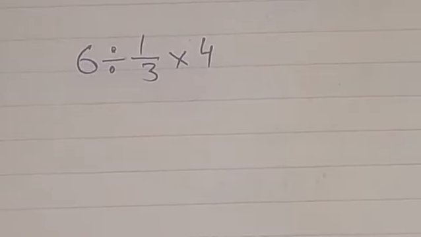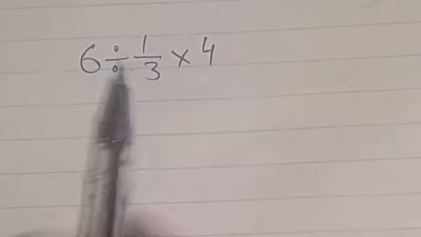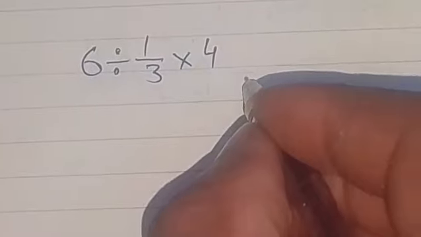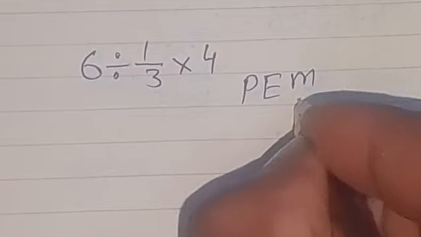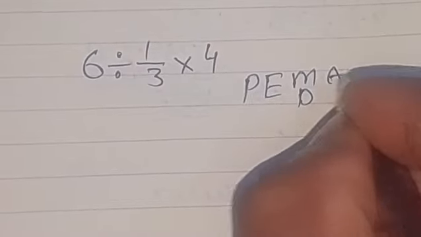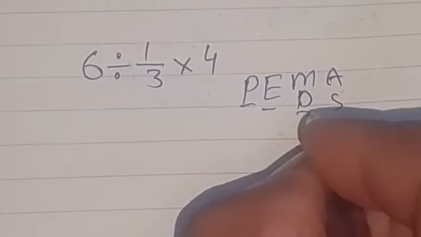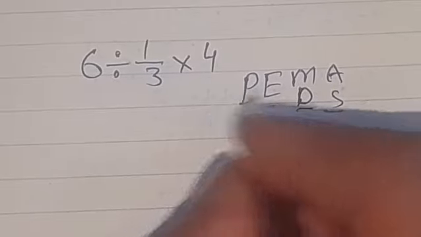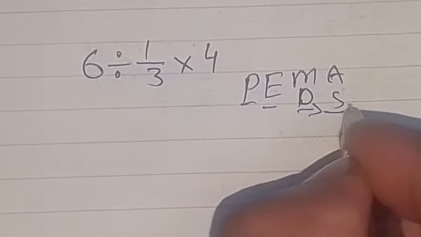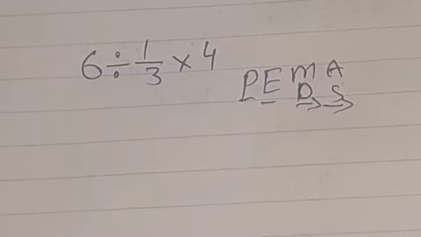Today we find the value of this fraction: 6 divided by 1 over 3 multiplied by 4. Now we shall solve it by the rules of mathematics, PEMDAS. According to the PEMDAS rule, first we solve parentheses, then exponents, then multiplication or division, and then addition or subtraction. Multiplication or division we solve from left to right, and addition or subtraction we solve from left to right.